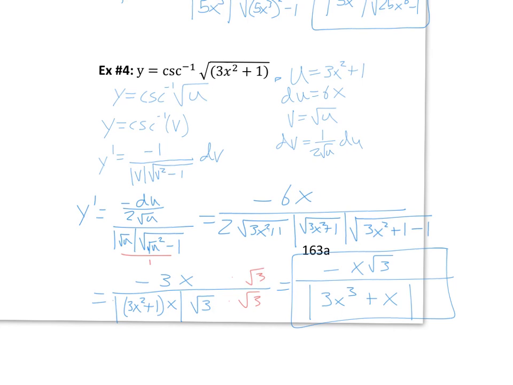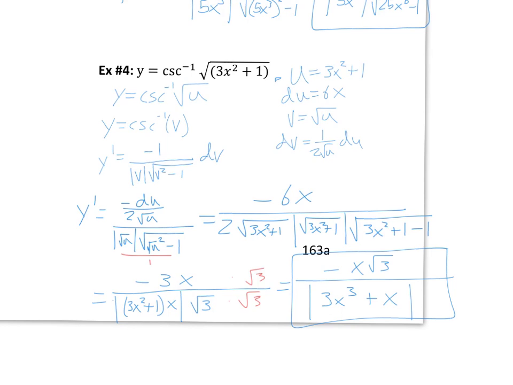On bottom, I would have a 2 square root u. Well, that's my u. That's supposed to be a little plus there. Right, 2 square root u. Then I have the absolute value of the square root of u, 3x squared plus 1. Then I have the square root of u squared. Well, u squared, if you think about it, that's just u, isn't it? Because it's the square root of u squared, so that's just u. And u is just 3x squared plus 1, but I'm still subtracting 1.